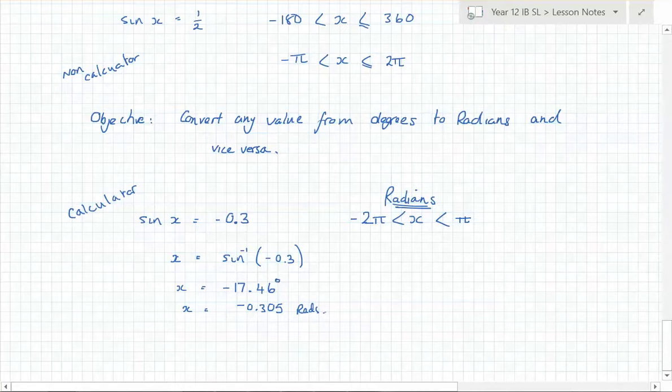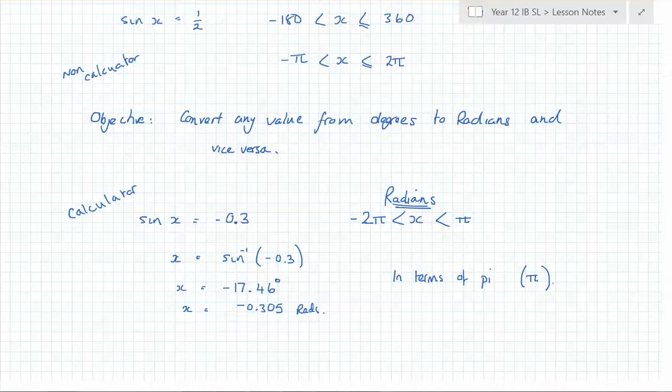But it's still a bit rounded and a bit messy, and the whole point of being able to work in radians is that we would be able to give it in terms of pi. We might not actually get a nice answer for this one, but we've got to be able to convert into whole values of pi. This is probably not going to work very nicely.